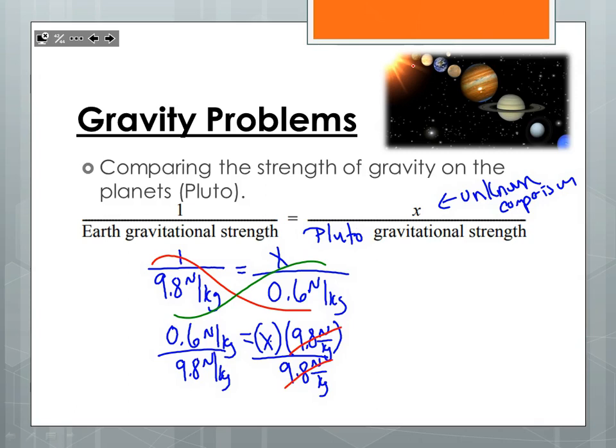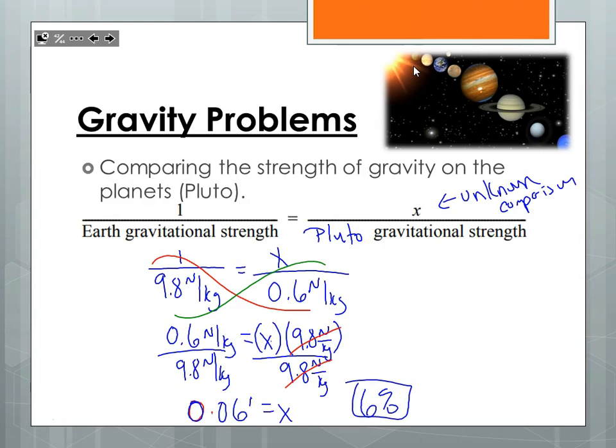Now we're going to divide 0.6, and this is where I have to go get my calculator because I can't do that in my head. 0.6 divided by 9.8, and so we're saying that it is 0.06 equals X. So if I wanted to, I could multiply that by 100, and it's saying that it has a 6% comparison to Earth.